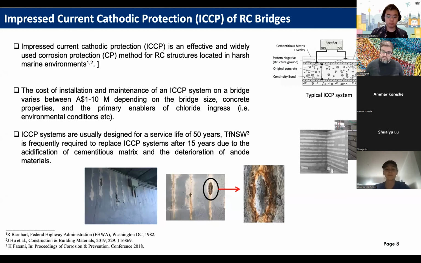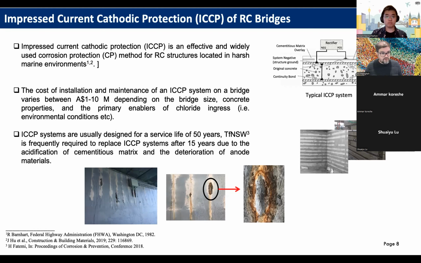So as part of this project, we developed innovative materials for impressed current cathodic protection systems, or briefly, ICCP systems. They are effective and widely used for corrosion protection of RC structures, which are mainly located in harsh marine environments. So what is that ICCP and what does it do?